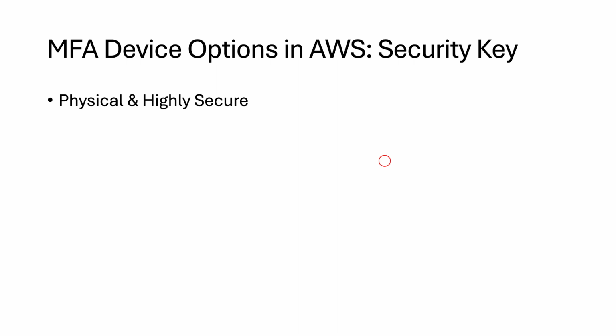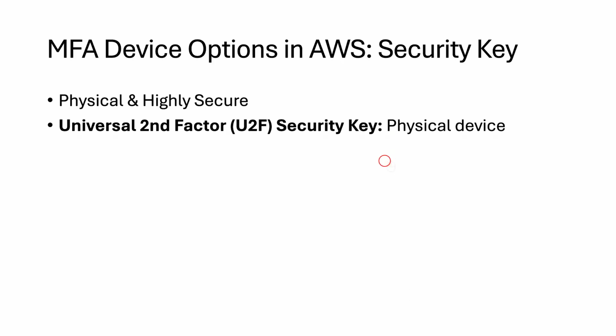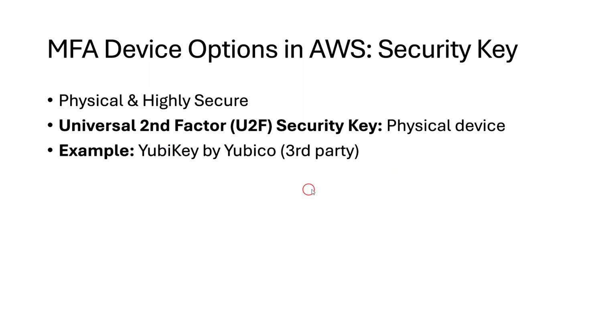Even your mobile can be highly secure, but with a physical device you have to carry it with you and plug it into your system or laptop so that you are able to generate a code. Otherwise you are unable to generate a code. These are physical devices, like a YubiKey by Yubico. You can go and search for YubiKey on Amazon.